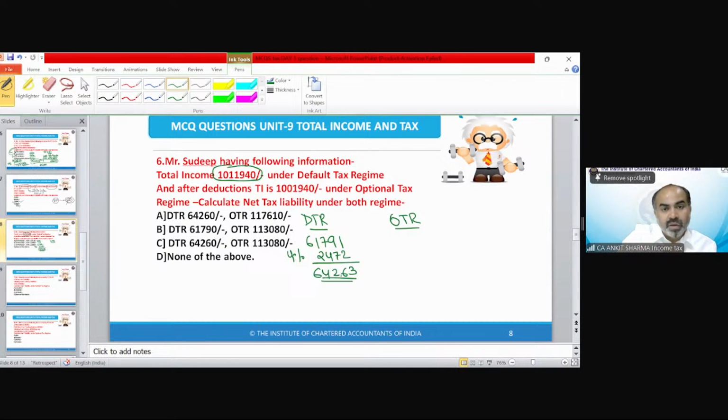Clear? Now the optional tax regime. If I have income of 1001940, then the tax would be 113082, and again the cess at 4% would be 4523. So the total would be 117605.